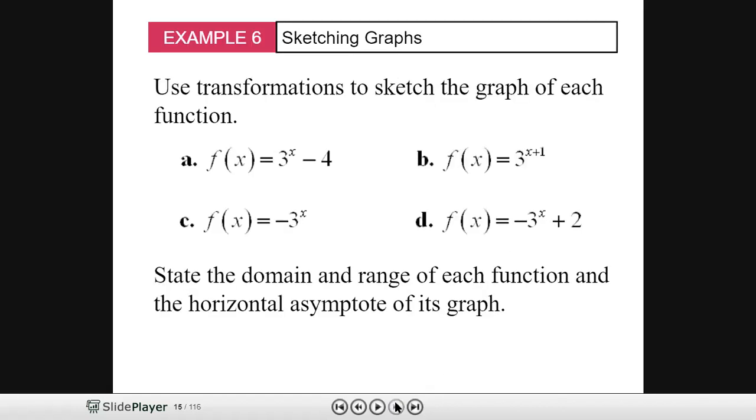Okay. Sketching the graph. Now let's use transformations to sketch the graph of each of the functions. Here you can see one more is added to the exponent, and here you can see the function is multiplied with a negative number, and the last case is multiplied but there is another value, the negative b. State the domain and range of each of the functions and the horizontal asymptotes of the graph. So this time we are looking for the asymptote also.